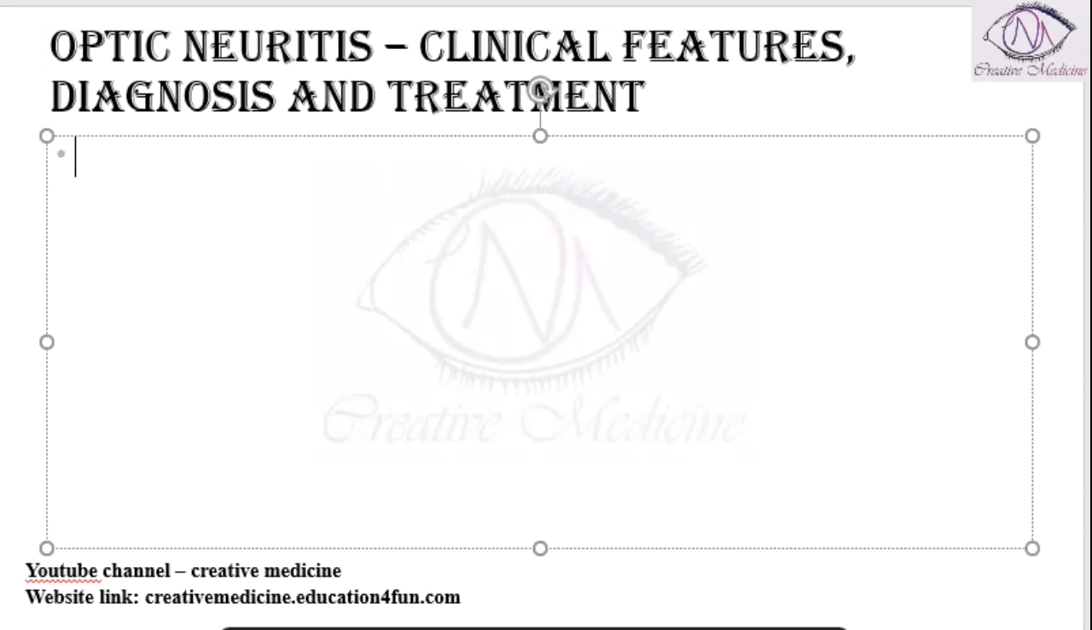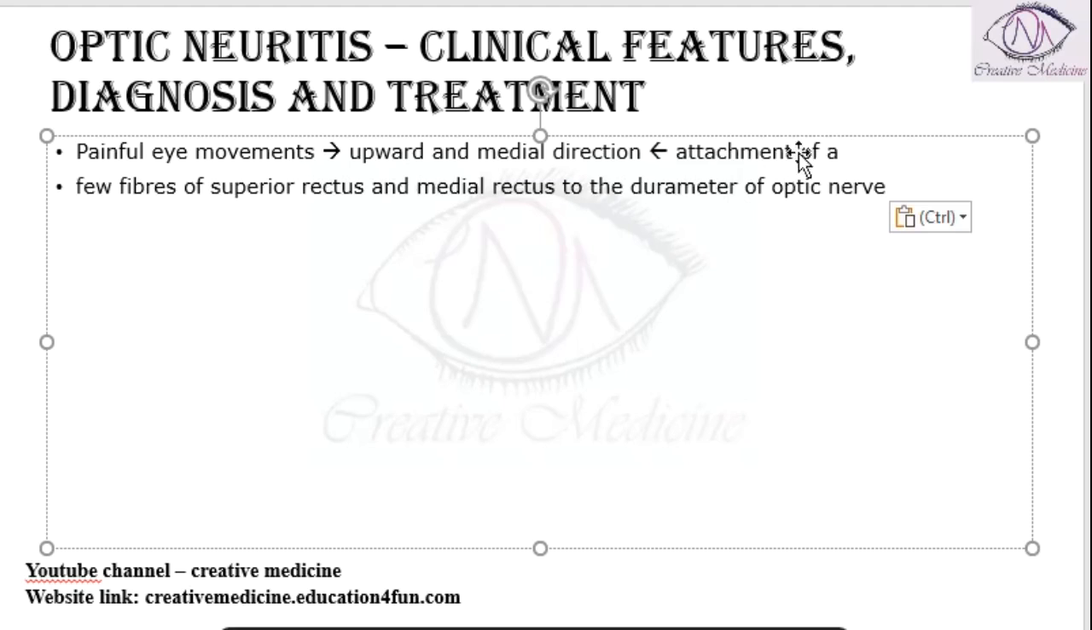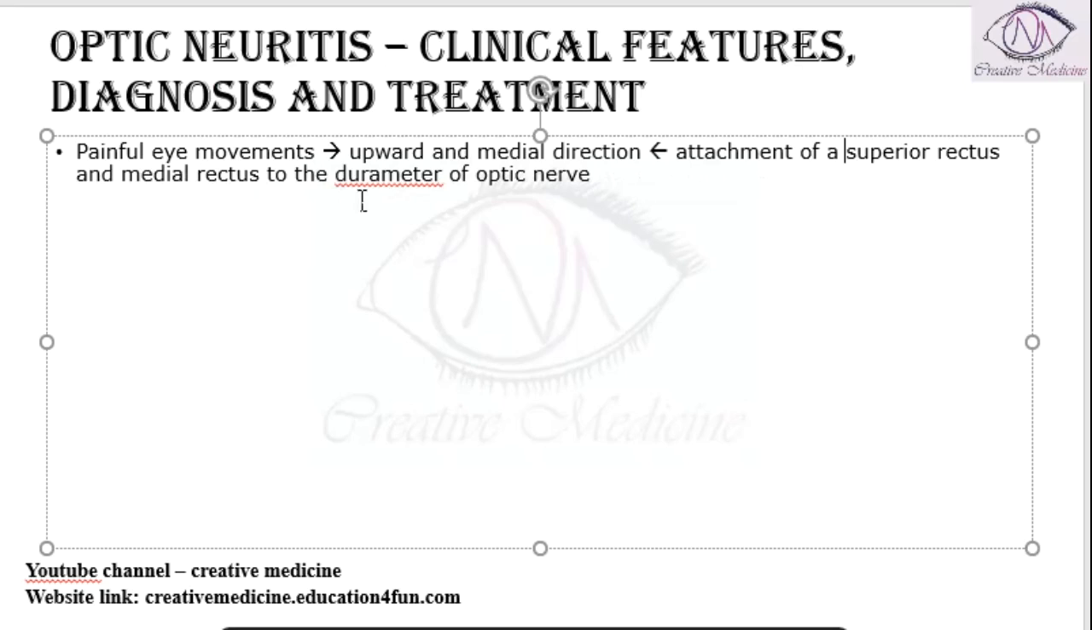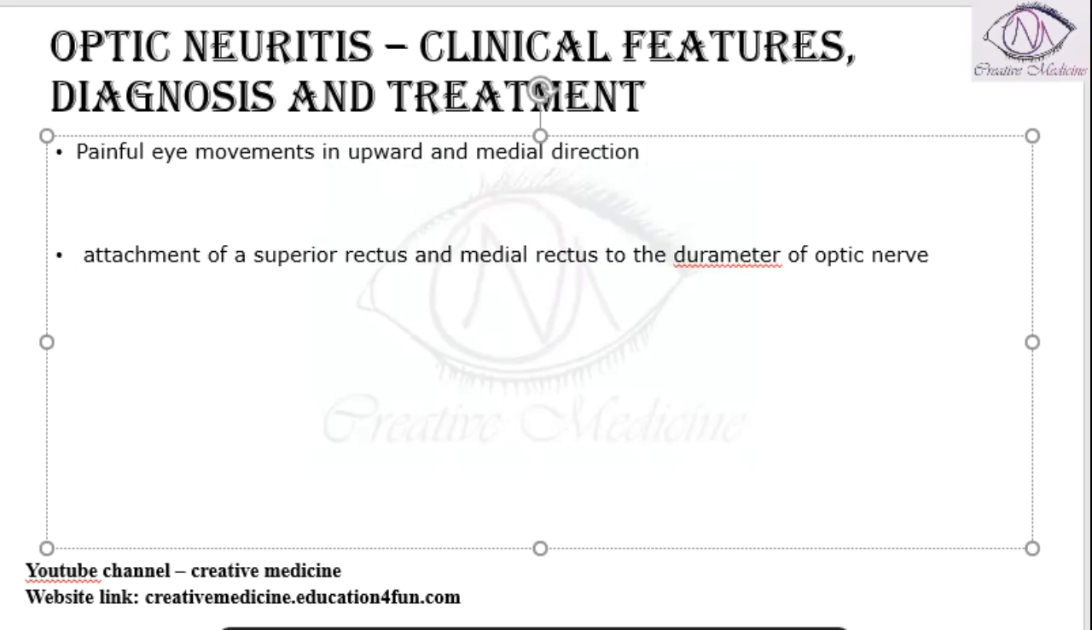So first, clinical features: the patient will have painful eye movements. These painful eye movements are seen mainly in the upward and medial direction. Why? These painful eye movements in the upward and medial direction are mainly because the superior rectus and medial rectus are attached to the optic nerve. Because the superior rectus and the medial rectus fibers are attached to the dura mater of the optic nerve, these will result in painful eye movement in the upward and medial direction.